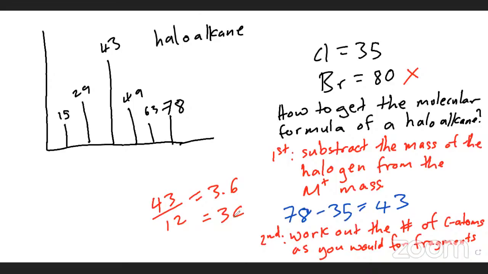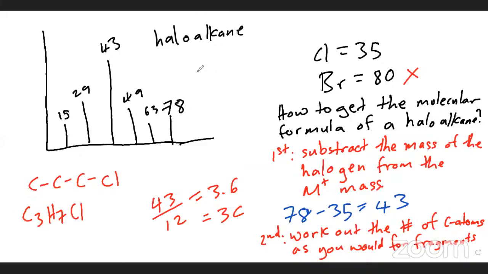So if you get this in under a minute, you can know the structure of your compound. You know it has 3 carbons and it's chlorine. So you would know that this is the structure of your haloalkane. That is what you do to get the molecular formula, which would be C3H7Cl. So that's your compound. All right, that's how you would do it.